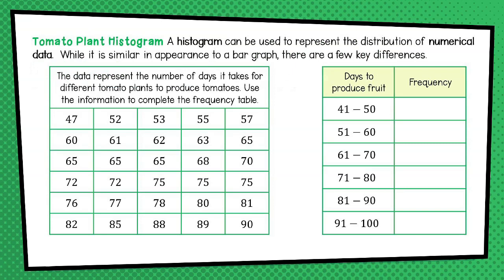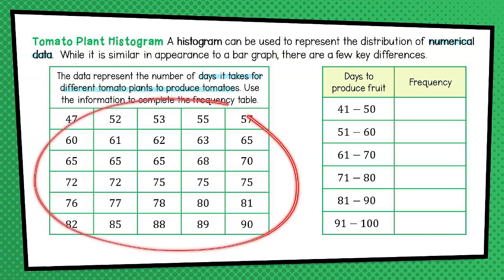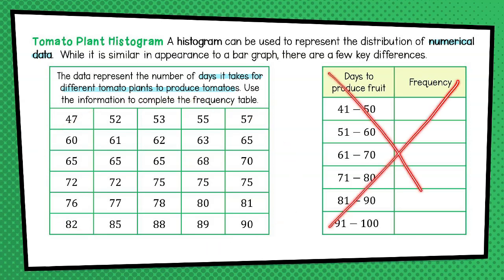To get started here, we're going to refer back to that tomato plant data that we used to create our histogram in the previous video. Once again, this is referred to as numerical data, meaning it's number data. It's data that represents the number of days it takes for a tomato plant to produce fruit. Previously, we looked at this data in terms of its frequency. However, today we're going to look at the data as one large group. I'm not interested in breaking it into frequencies.